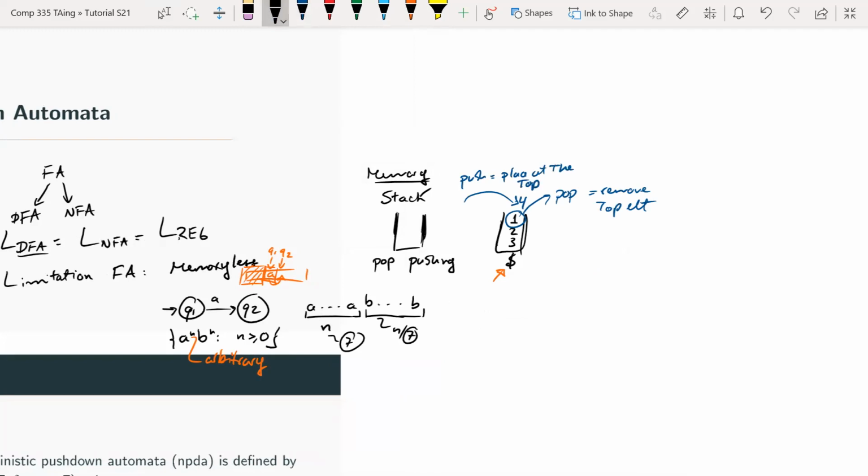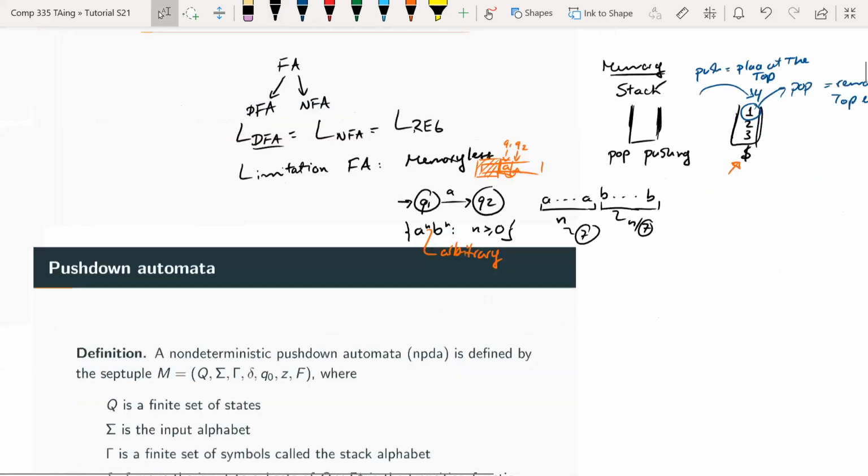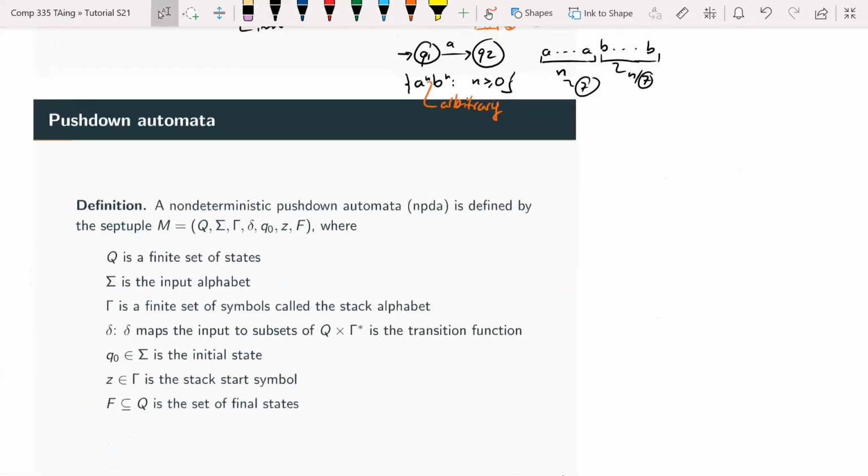And this additional memory that we're going to introduce is going to create a PDA. So it's a push-down automata because you're pushing and also popping. So that's why it's called that. And this is going to allow you to increase the set of languages that you can accept. Okay, so let's look at a formal definition.